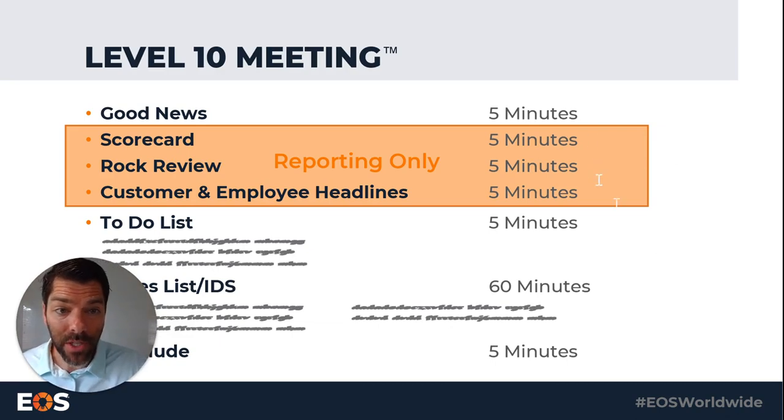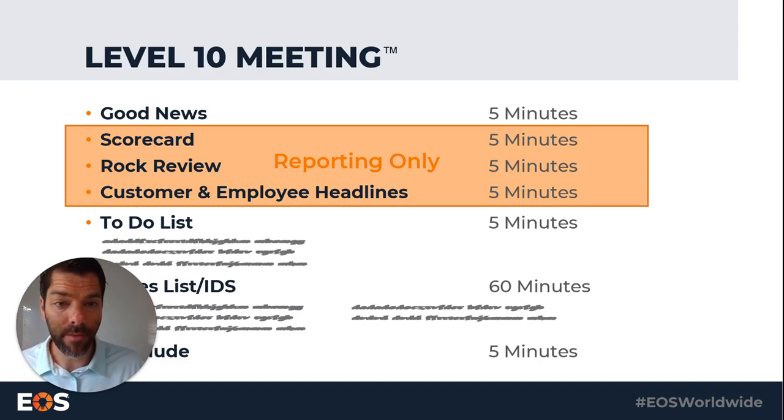And so you can see this section here is what we call reporting only. This is where most meetings go sideways. We're just checking in on those things, and if something's an issue, we say drop it down and we take it to the issues list. That's where we spend the vast majority of the meeting time, 60 minutes in a 90-minute meeting, IDSing, getting to the root of your issues, elevating your business to new heights.